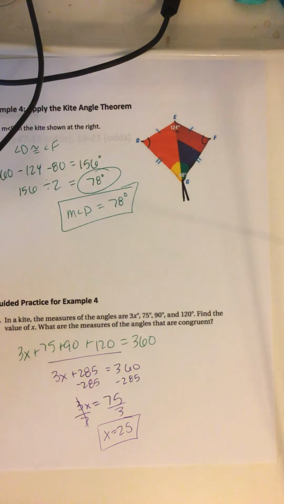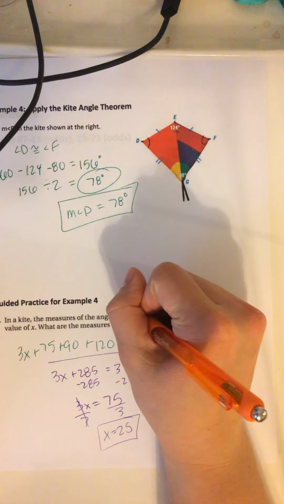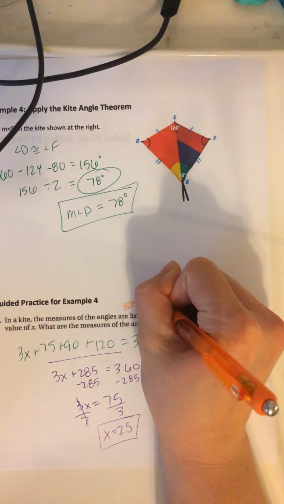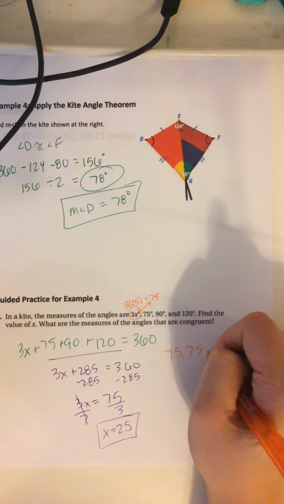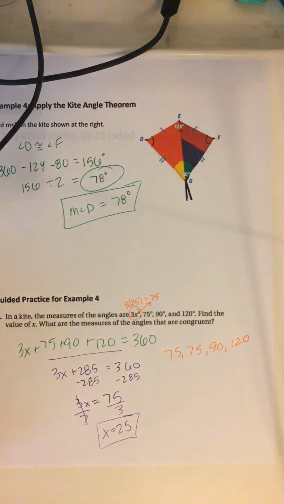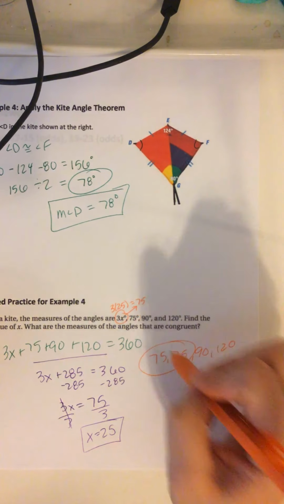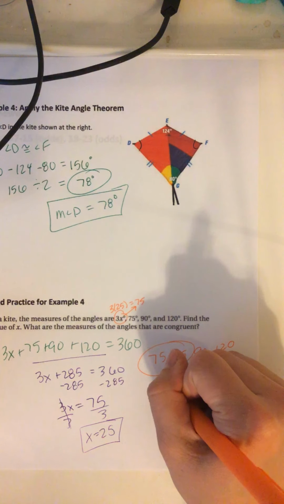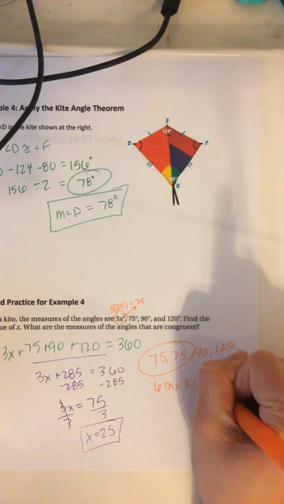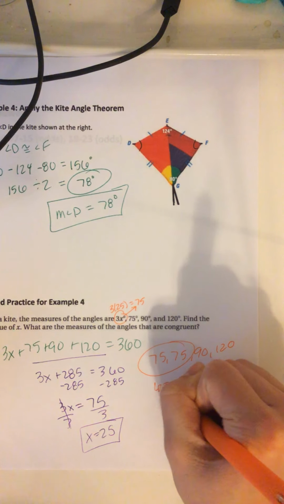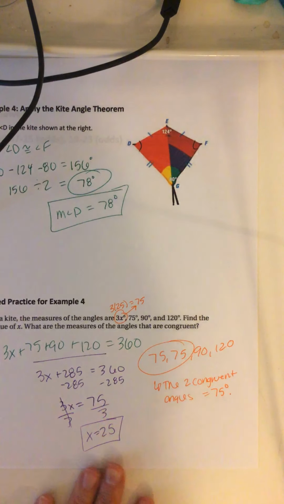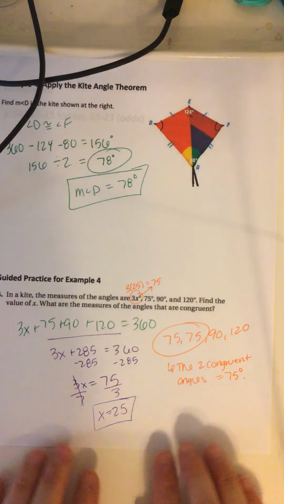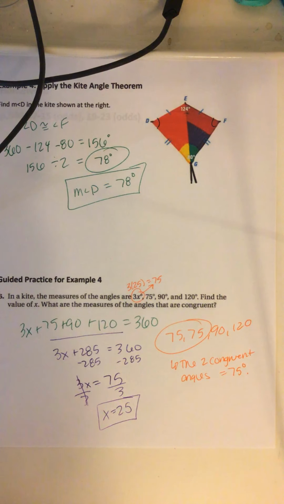Now, what are the measures of the angles that are congruent? Well, I can take this 25 and plug it back in up here for x to get that this guy is 75 degrees. So my 4 angles are 75, 75, 90, 120. Well, 75 is repeated twice, so the 2 congruent angles equal 75 degrees. And that's kind of the gist of that one. Again, we use this fact that they all equal 360 a lot in this lesson, so make sure you guys are still remembering that way back from the beginning of chapter 8.